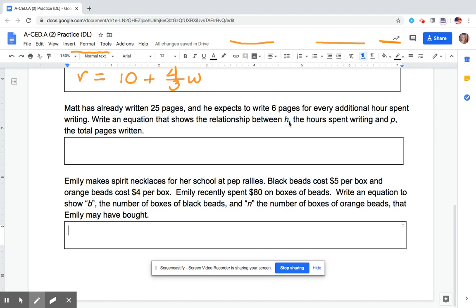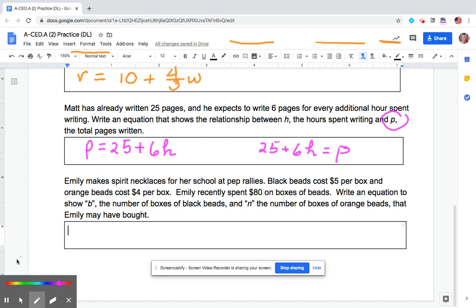All right, so between H and P, the thing that we're keeping track of is P, the total pages that Matt has written. And the initial value is 25 plus 6H, where H is the number of hours. Some people can also write that equation this way, which is fine. We usually put the independent variable first.